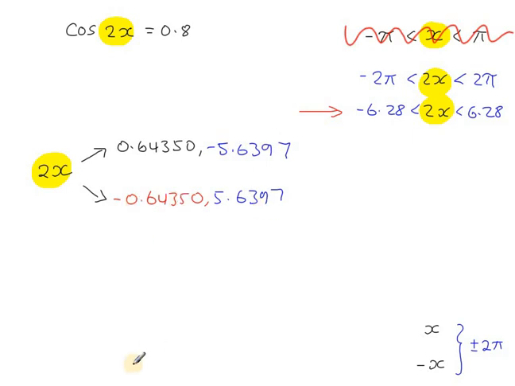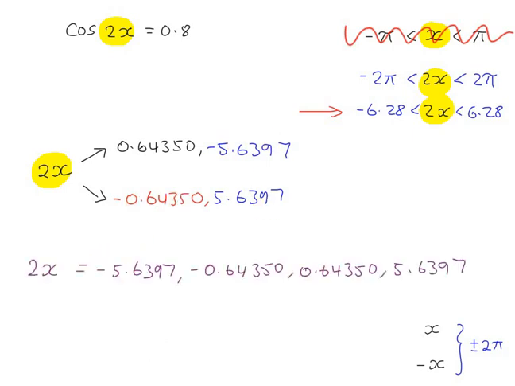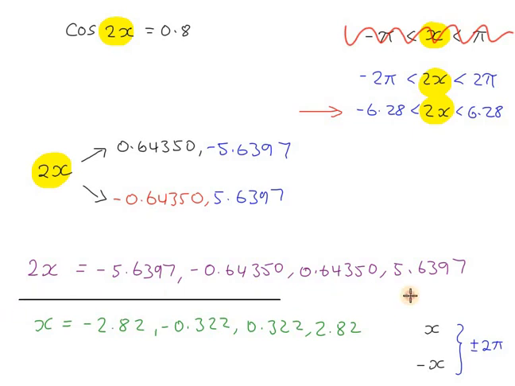Okay, so if I make a list of all these, all of the valid angles, I get this, and then divide by 2, and we have our final answers here, angle x.